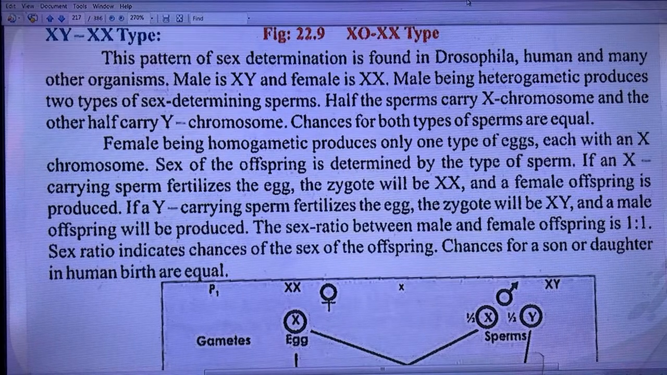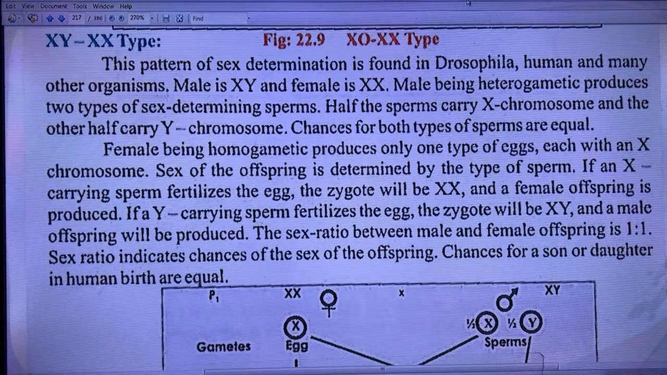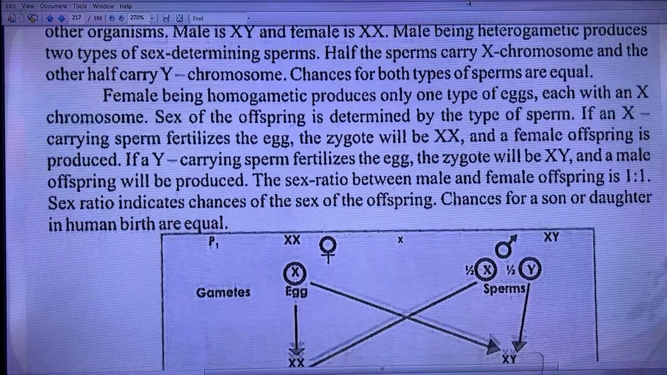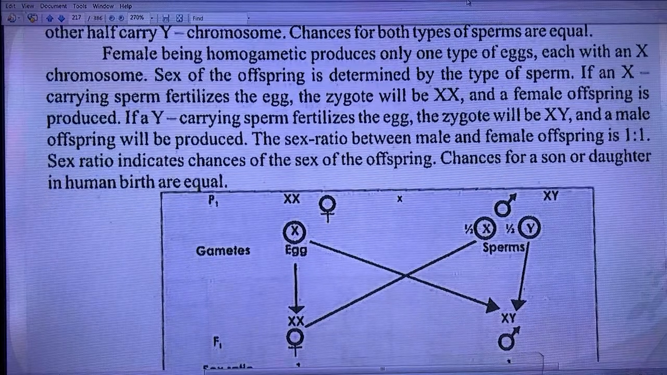XY, XX type. This pattern of sex determination is found in Drosophila, human, and many other organisms. Male is XY and female is double X. Male, being heterogametic, produces two types of sex determining sperms. Half the sperm carry an X chromosome and the other half carry a Y chromosome. Chances for both types of sperm are equal. Female, being homogametic, produces only one type of egg, each with an X chromosome.